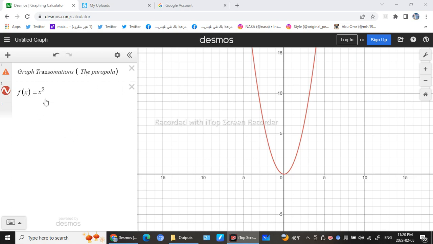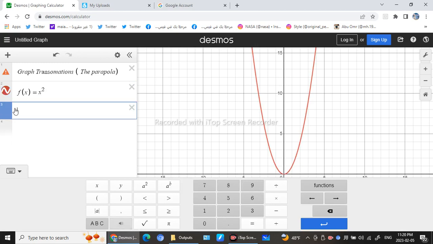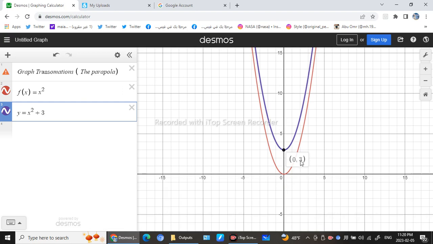Now what is the effect of adding a constant to this equation? If I add a constant, for example, 3, we see here that the curve is displaced by 3 units up along the y-axis. See, 3 units up.